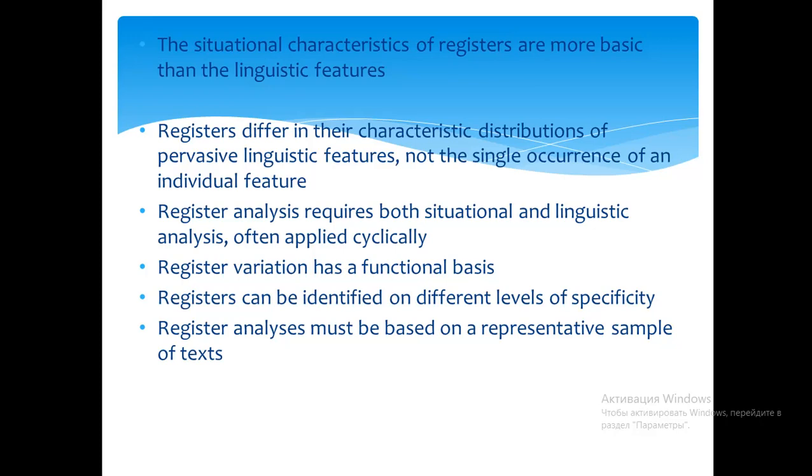Third, register analysis requires both situational and linguistic analysis, often applied cyclically. In a register analysis, both the situational components and the linguistic features are explicitly described. The functional interpretation, then, is based on comparison of the situational and linguistic analysis. New register studies usually begin with at least some analysis of the situational characteristics. Initial analysis of the situational characteristics can be important for selecting appropriate text samples to include in a study.